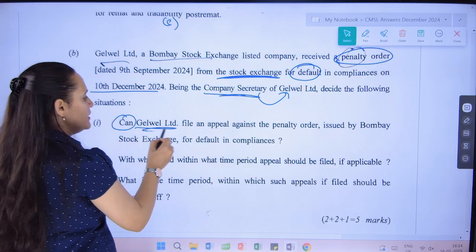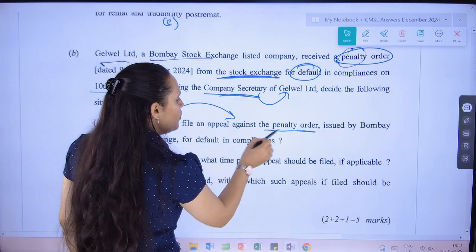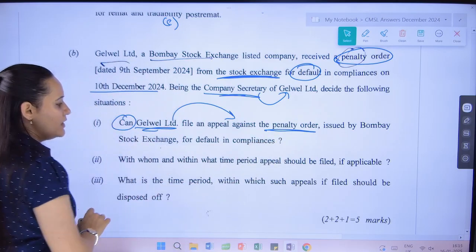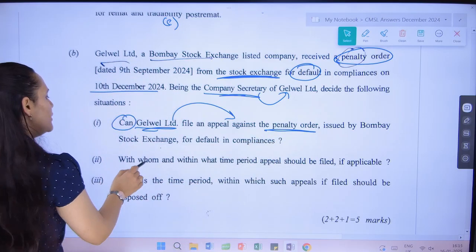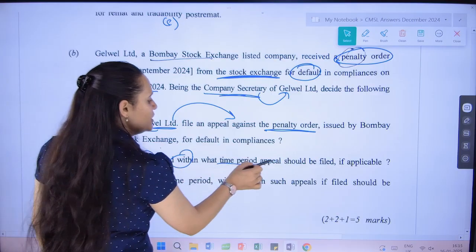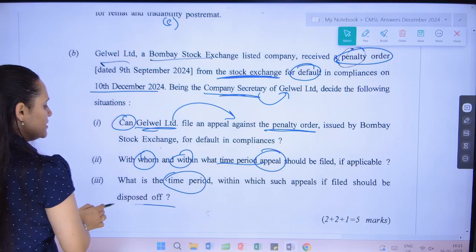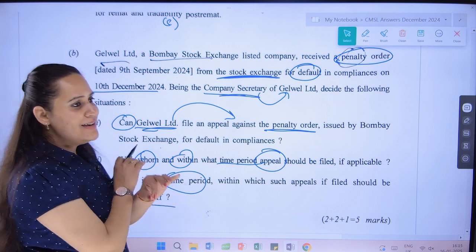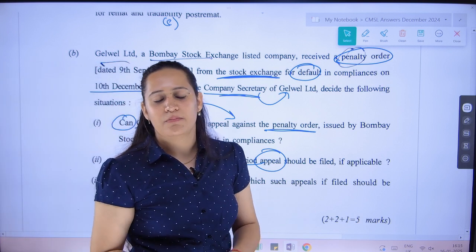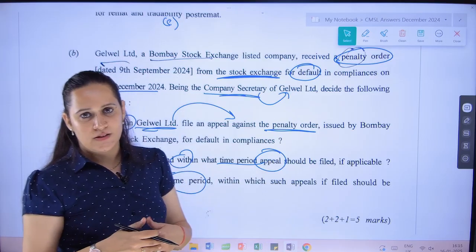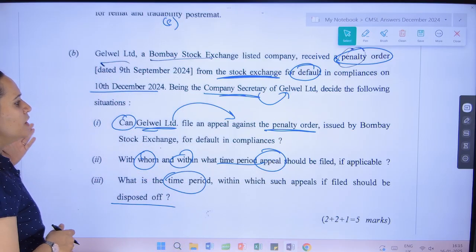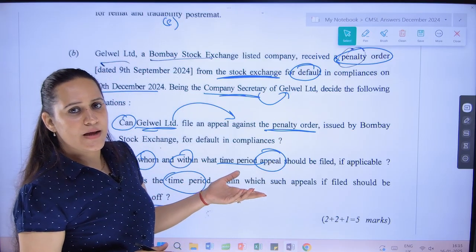Can Gelwell Limited file an appeal against the penalty order issued by the BSE for the default in compliance? With whom and within how many days you are required to prefer an appeal? What is the time period within which the appeal should be disposed of? Again, direct theory question on the basis of appeal provisions, right? So here BSE has issued an order for non-compliance.